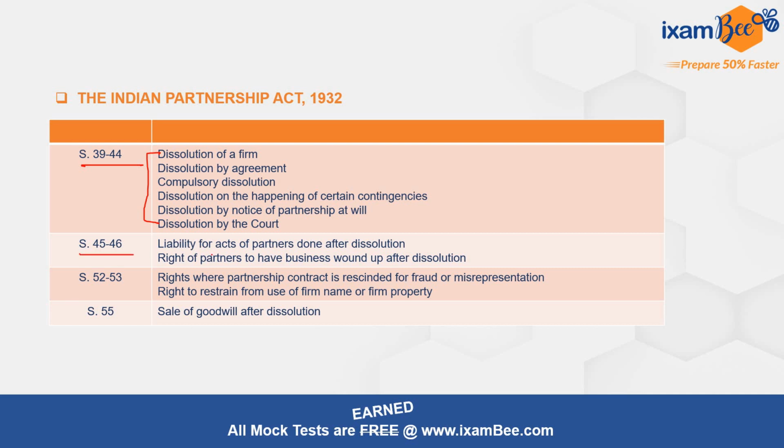45 and 46 is talking about the liability for the acts of partners done after dissolution. So once the firm has been dissolved, what will be the liability for the acts of the partners after the dissolution, that has been provided under Section 45, and 46 is talking about the rights of the partners to go ahead and have the business wound up after dissolution. So once the firm is dissolved, after that the partners have the right of getting the business of that particular firm wound up and all. The provisions related to this are all very important.